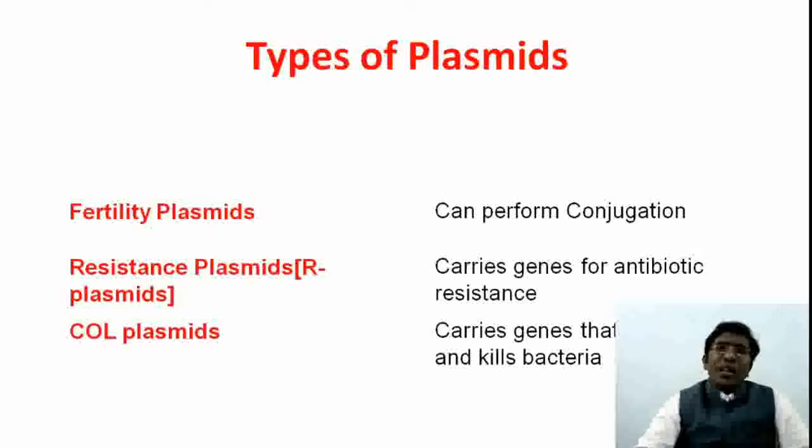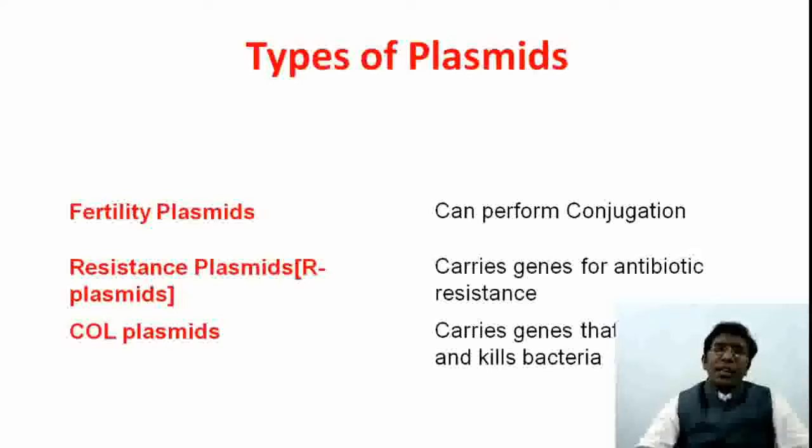And the second one is resistance plasmids. Some of the plasmids contain genes for antibiotic resistance. There are different antibiotics like rifampicin, chloramphenicol, amoxicillin and tetracycline. Some plasmids contain genes for resistance to these antibiotics. Such plasmids which contain genes for antibiotic resistance are called resistance plasmids.